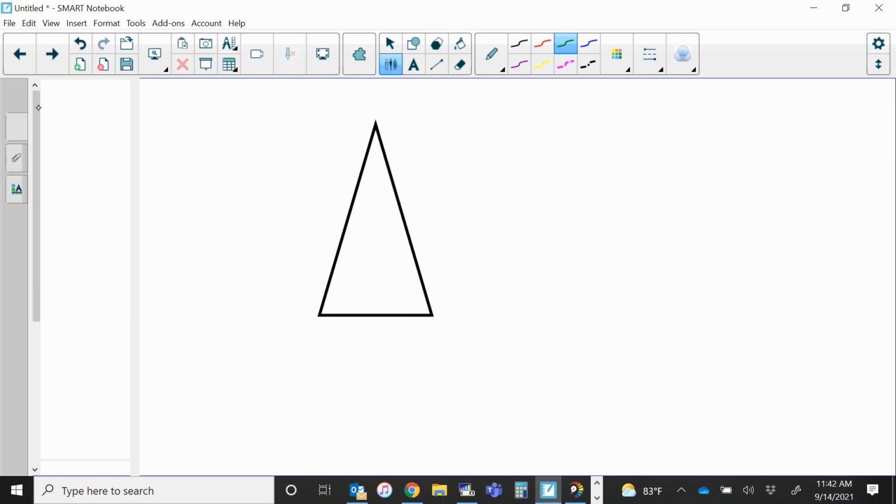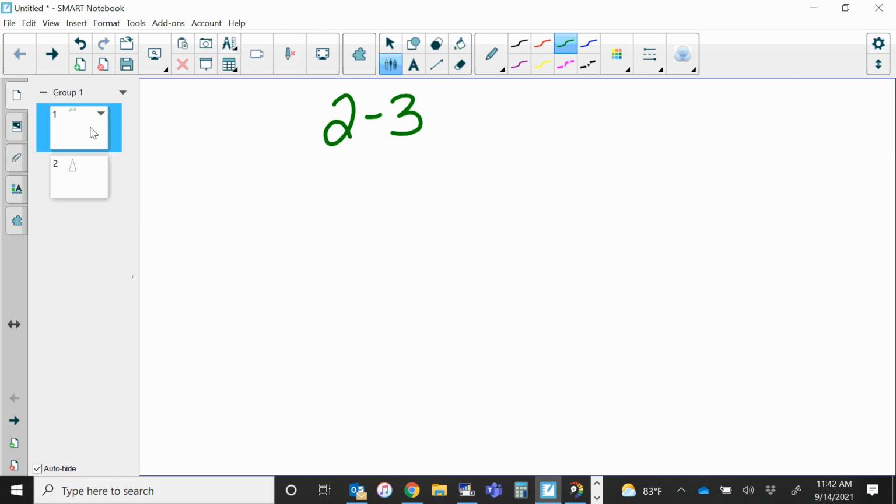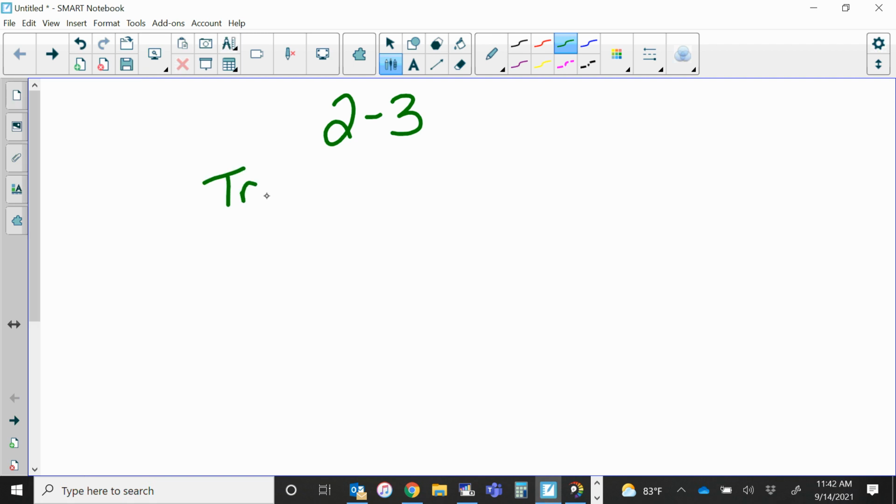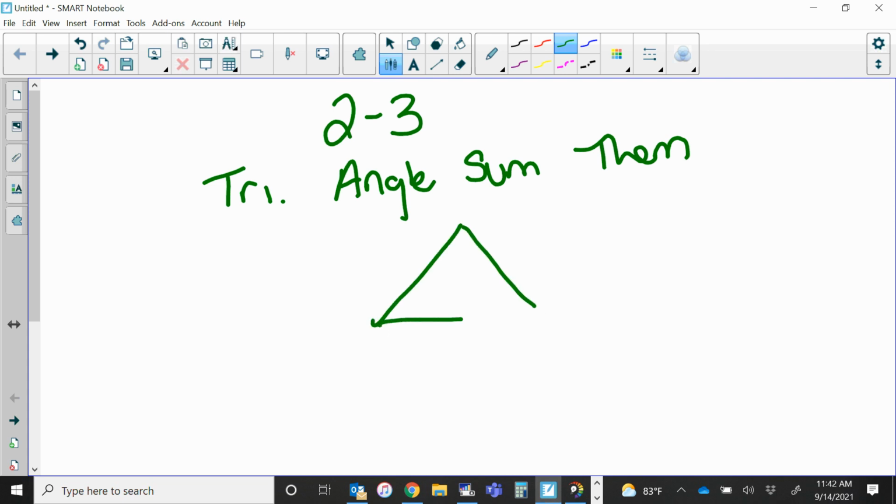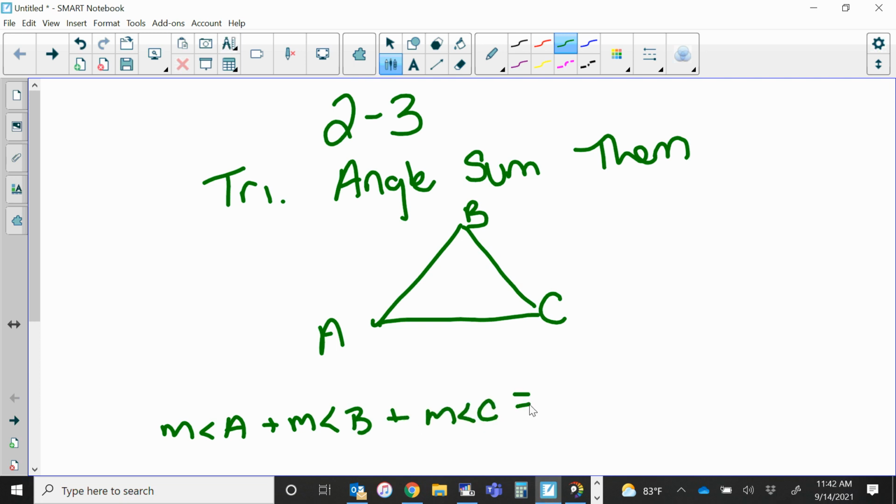That is our first theorem we're going to talk about today. The first theorem is called the triangle angle sum theorem. And basically, it's just stating, A, B, C. If you take the measure of angle A and you add it to the measure of angle B and you add that to the measure of angle C, that will every time equal 180 degrees. It has to.